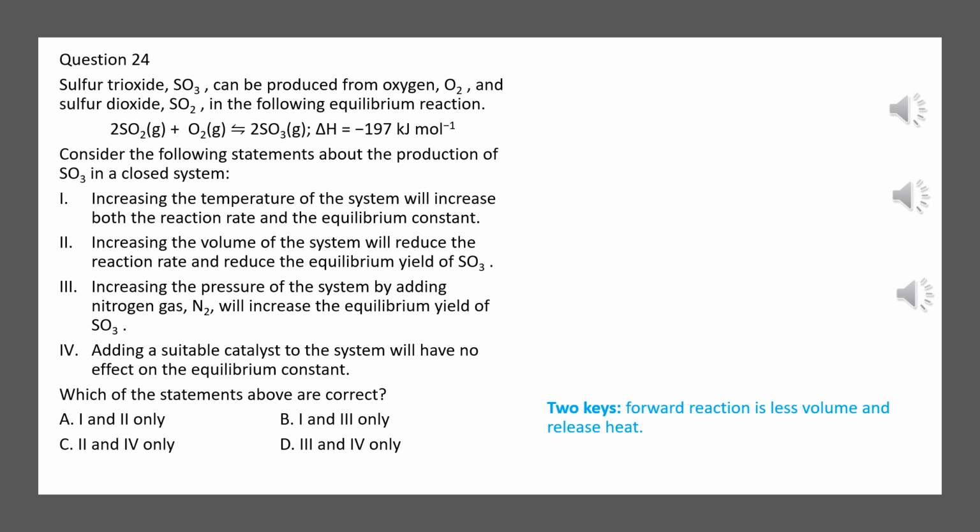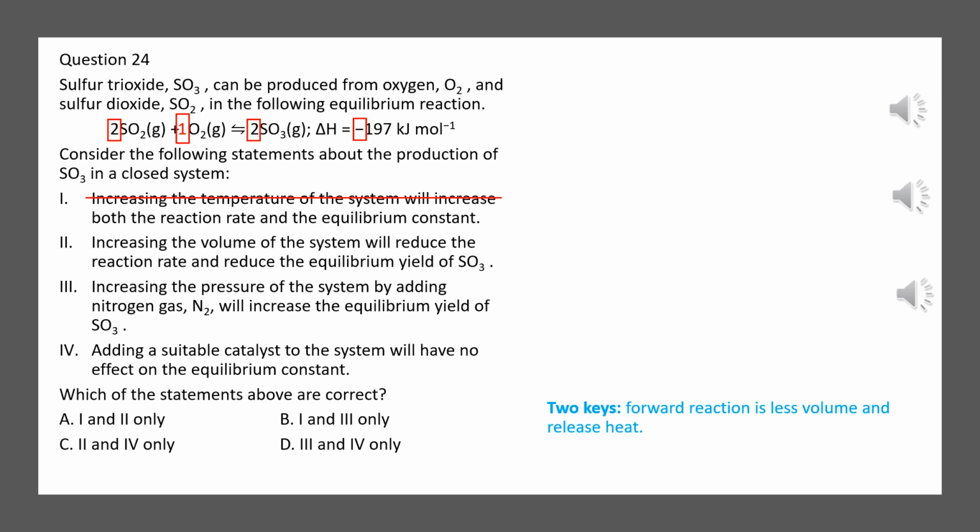This question is about determining the direction of a chemical equilibrium. The given reaction has two key points. The volume terms of reactants, 2 SO2 plus O2, are greater than the volume term of the product, 2 SO3, and it is an exothermic reaction, delta H is negative.